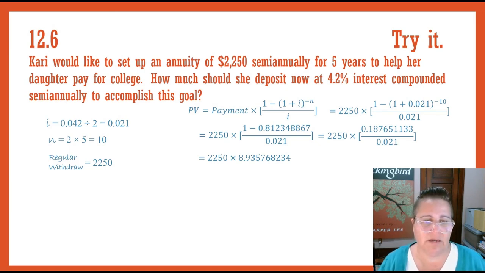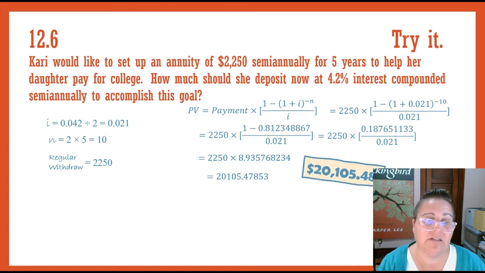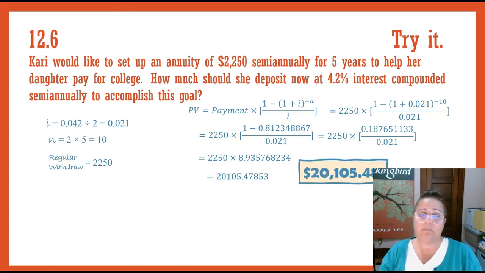So I've got 2,250 times the 8.935768234, or $20,105.48. So we know that if Carrie wants to be able to withdraw $2,250 twice a year for the next 5 years, she has to have just over $20,000 to put away today.